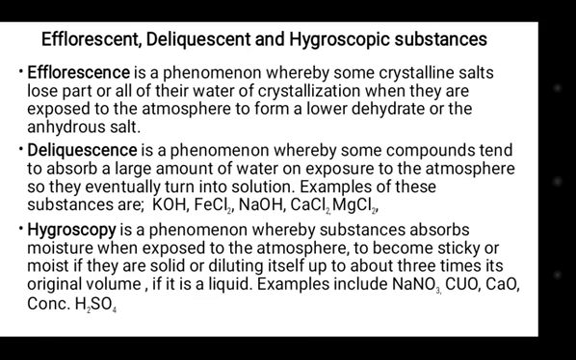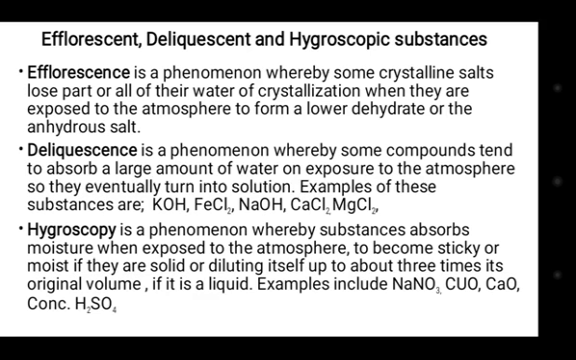So that's efflorescence. Now, deliquescence is a phenomenon whereby compounds absorb water from the atmosphere and then dissolve in it, forming a solution. So some substances have the ability to absorb water from the atmosphere when they are exposed, and after absorbing the water, they dissolve in it to form a solution. Such substances are called deliquescent substances. Examples are potassium hydroxide, iron(II) chloride, sodium hydroxide, calcium chloride, and magnesium chloride.